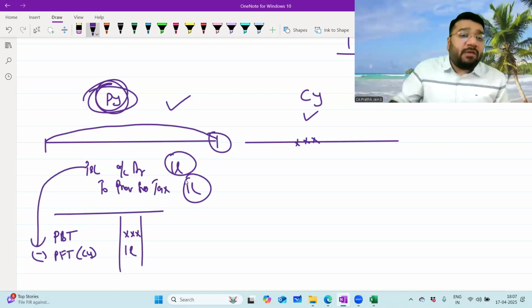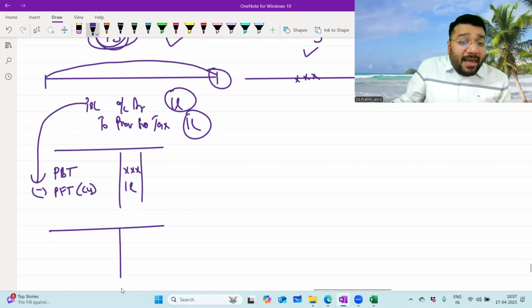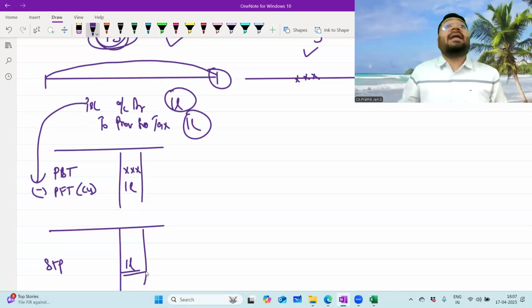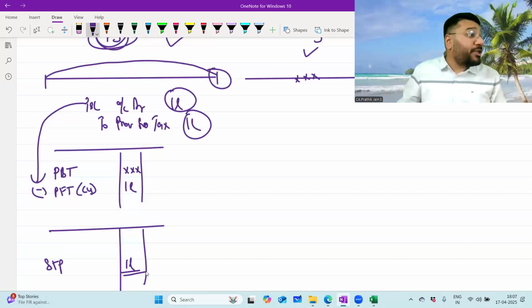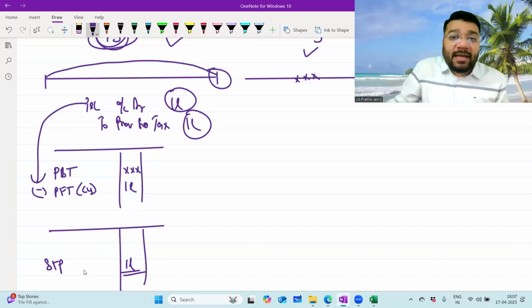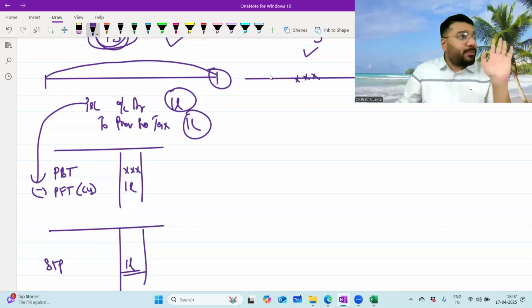And this liability is going where? In that year's balance sheet. In short-term provision, 1 lakh will be shown as current liability. In current liability, under short-term provision, you will show this as short-term provision 1 lakh. Any problem in this? Do you agree with this point?